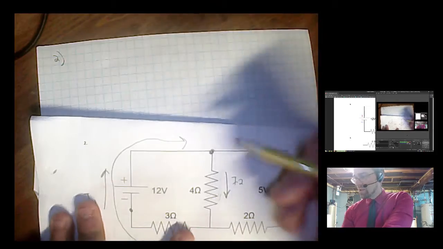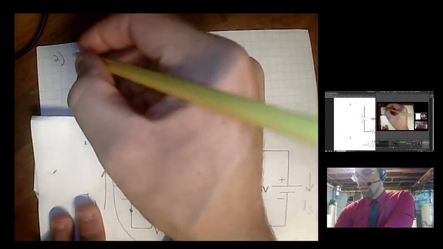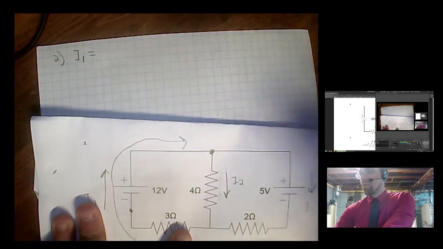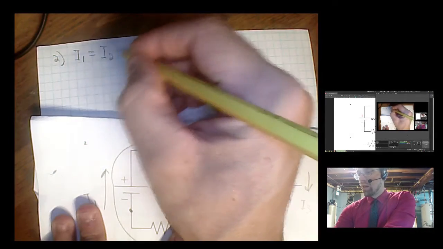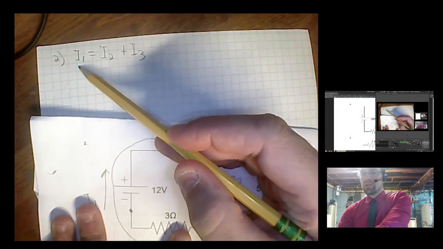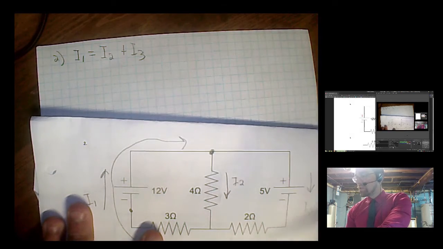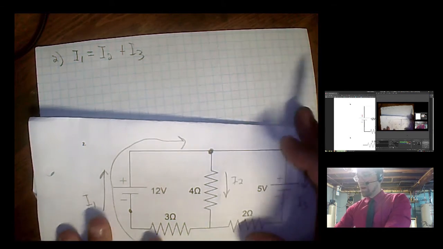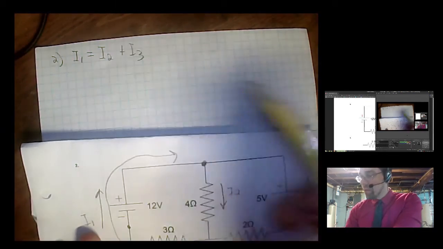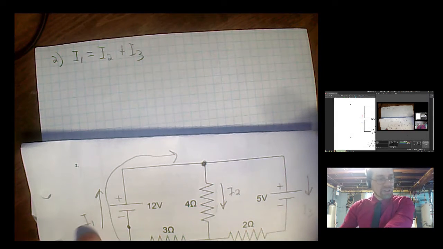All right, into this junction is flowing I1. Out of this junction is flowing I2 and I3. Kirchhoff's junction rule says the currents into a junction equal the currents leaving the junction. Conservation of charge. So we got one equation. There are 3 unknowns, so we need at least 2 more here.